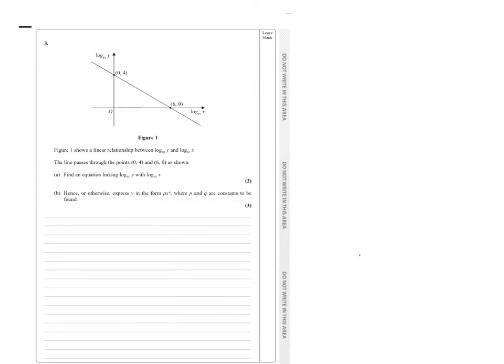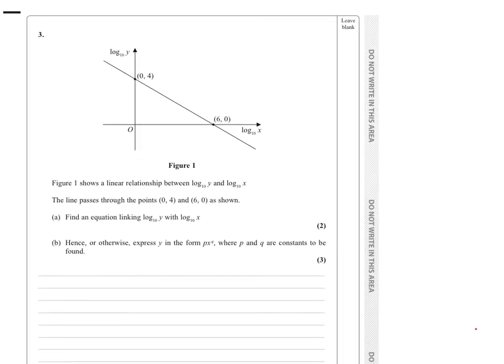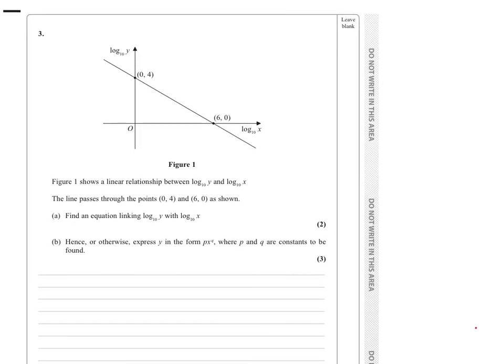Okay, question 3. Figure 1 shows a linear relationship between log to the base 10 of y and log to the base 10 of x. The line passes through the points 0, 4 and 6, 0 as shown. Find an equation linking log to the base 10 of y with log to the base 10 of x. What should I be thinking straight away? y equals mx plus c. So for part A, we want y equals mx plus c.